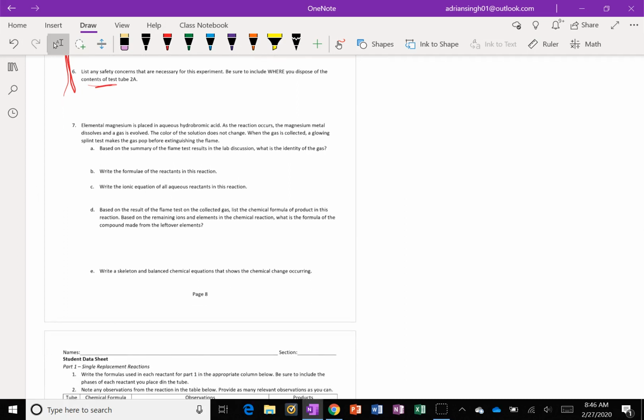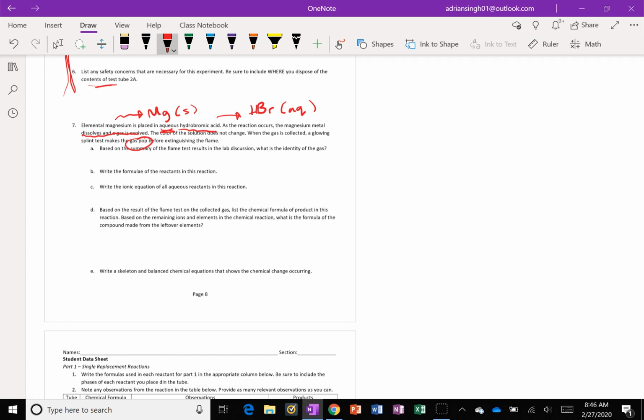So it says elemental magnesium, so you should be able to figure out what the formula for that is. It's just Mg and it's a solid. And then hydrobromic acid is just like the hydrochloric acid you used in lab. Hydrochloric acid was HCl, hydrobromic would be HBr, and that's going to be aq, because it tells us that it's aqueous. As the reaction happens, the magnesium metal dissolves and a gas is evolved. Then they test the gas and it gives you that characteristic pop. So now we know what that pop means with respect to the identity of that gas.